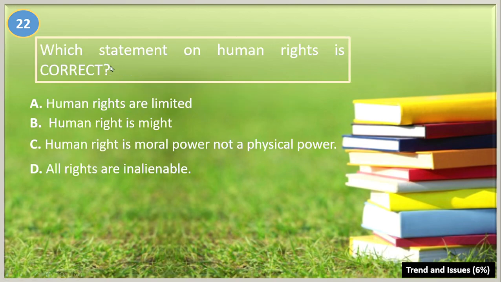22. Which statement on human rights is correct? A. Human rights are limited. B. Human right is might. C. Human right is moral power, not a physical power. D. All rights are inalienable. The answer is letter C. Human right is moral power, not a physical power.